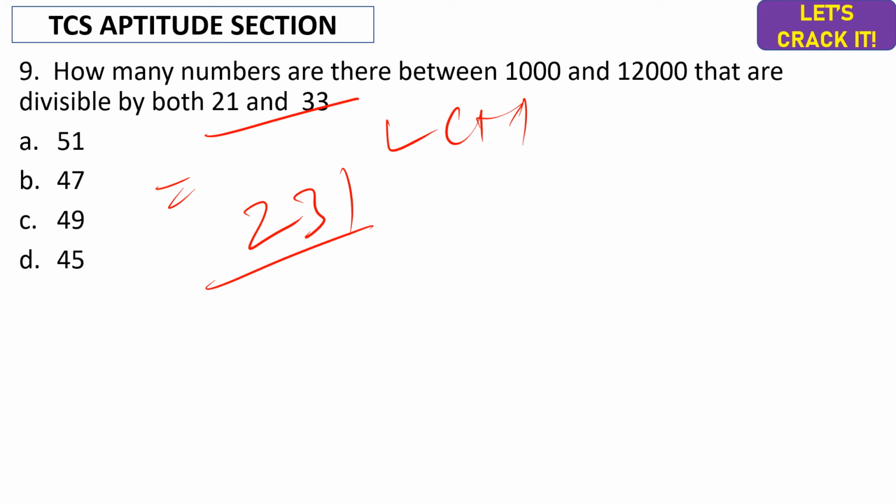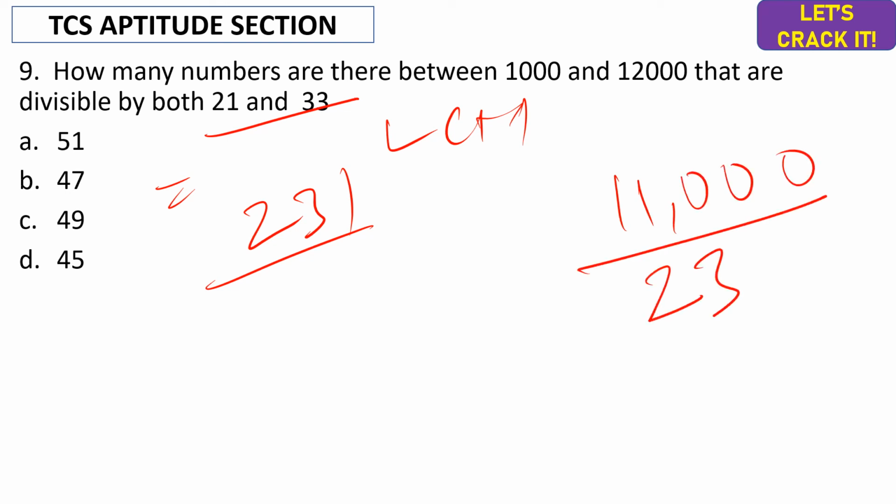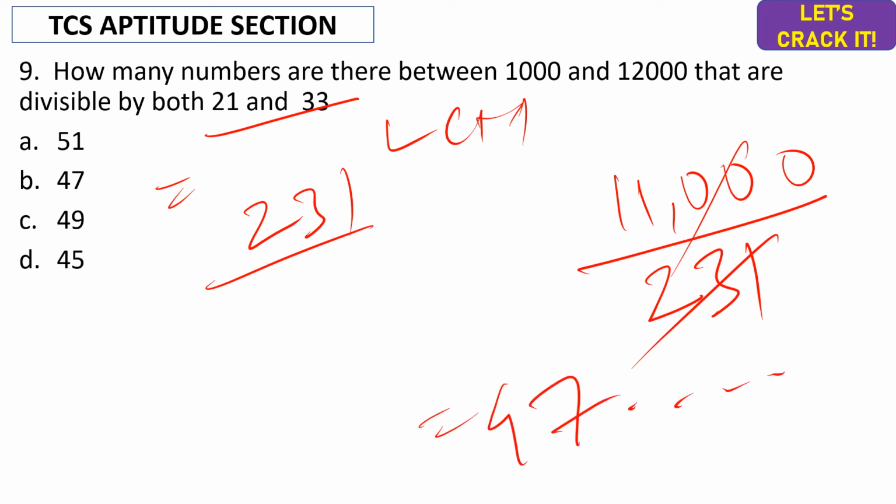But now between 1000 and 12,000, how many numbers are there? 11,000. So out of these 11,000, simply I can find how many times 231 will go in. 11,000 divided by 231, I get like 47 point something. So exactly 47 numbers will be there in between 1000 and 12,000. This is the simplest way of solving this question.